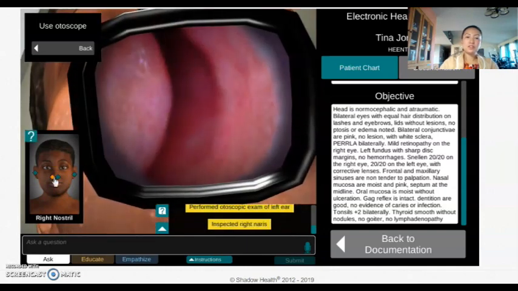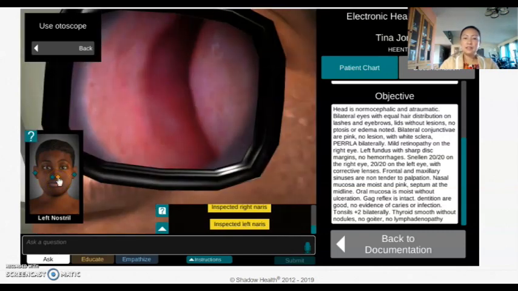Okay, going down to the nasal mucosa, I am inspecting the right nostril. Okay, it's moist and pink, patent turbinate. There's no drainage noted. The left nostril, it's patent turbinate, moist and pink, and there's no drainage noted as well.